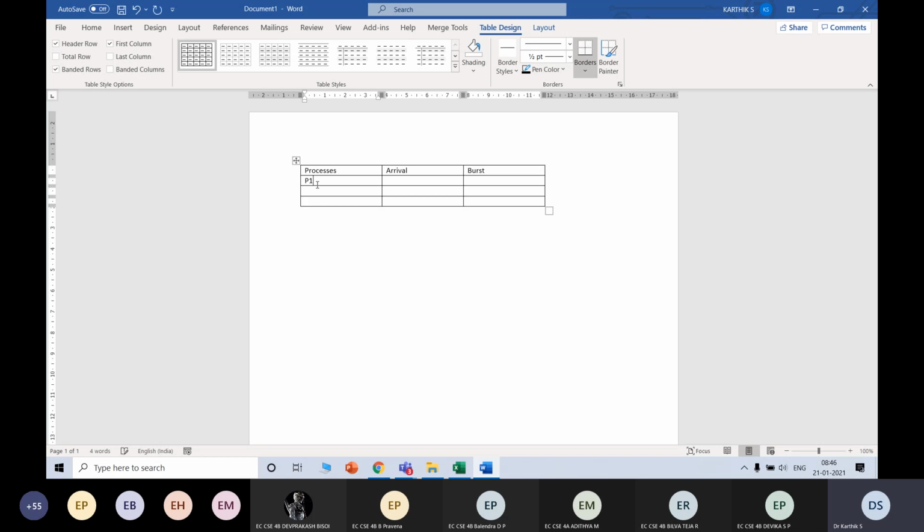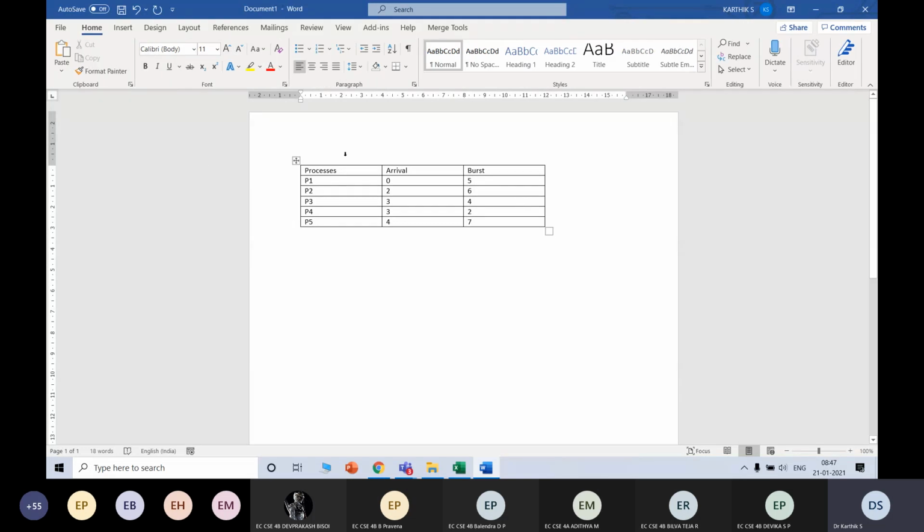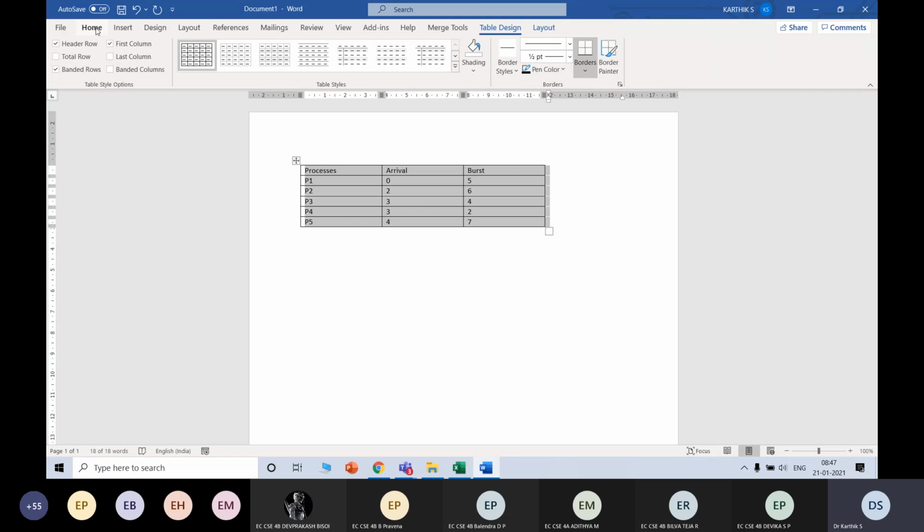There are processes P1, P2, P3, P4 and P5, and let us say they arrived at time 0, 2, 3, 3 and 4 milliseconds, and let us say their burst times are 5 milliseconds, then 6 milliseconds, and then 4 milliseconds, 2 milliseconds and 7 milliseconds. Right? So this is what I'm trying to show here.